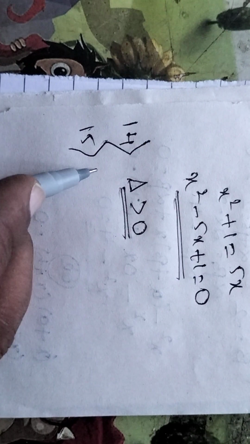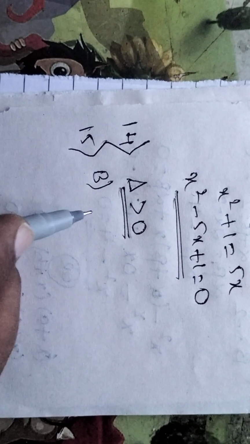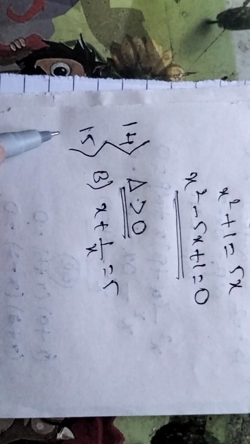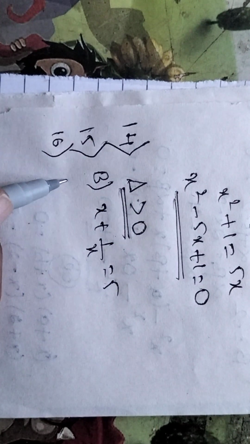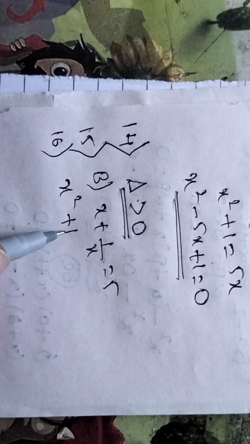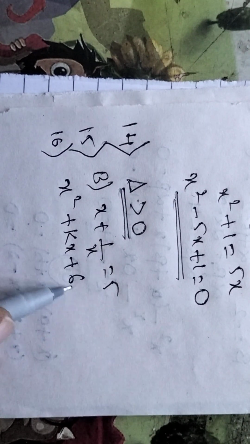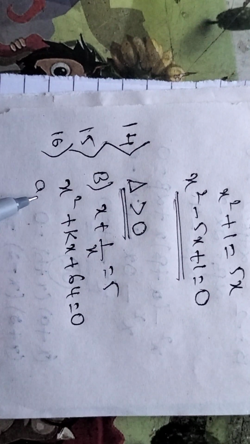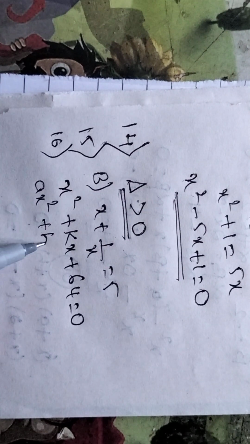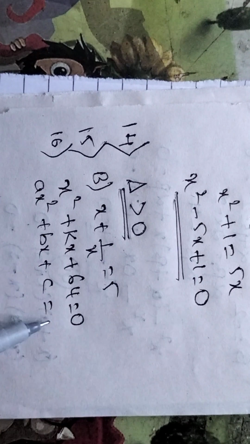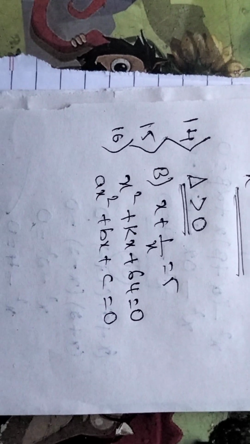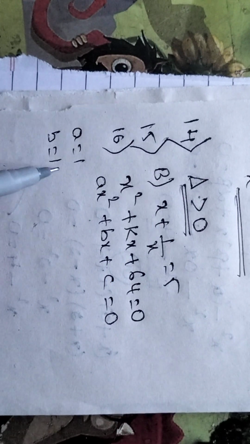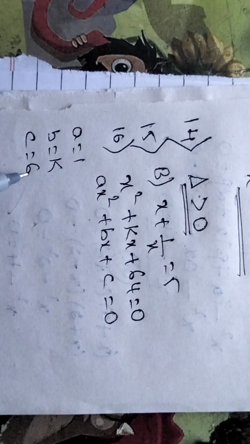So the answer for the 15th one is option B, that is x plus 1/x is equal to 5. Coming to the 16th question, the given equation is x square plus kx plus 64 is equal to 0. Compare to the standard form. What is the standard form? ax square plus bx plus c is equal to 0. Now compare: a is equal to 1, b is equal to k, c is equal to 64.